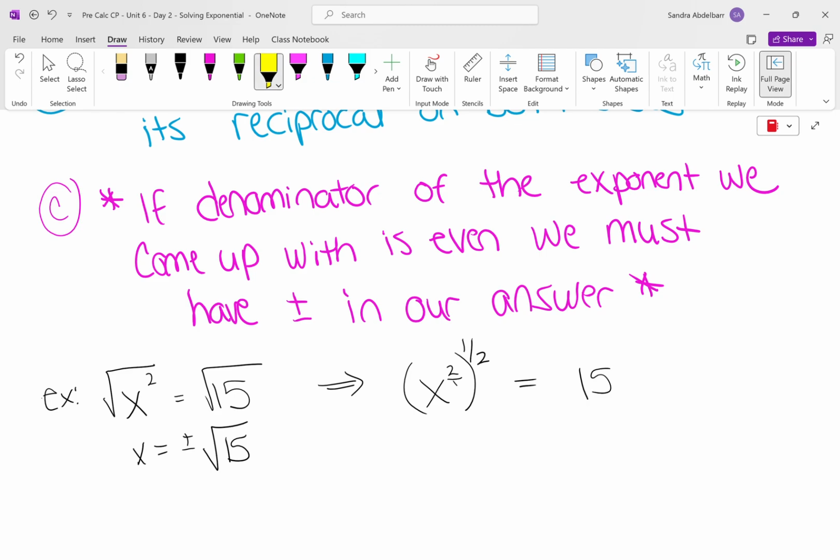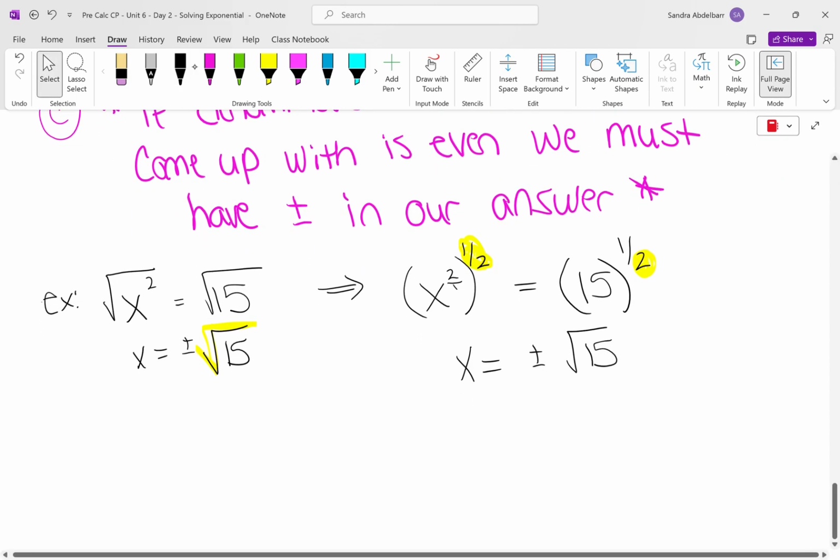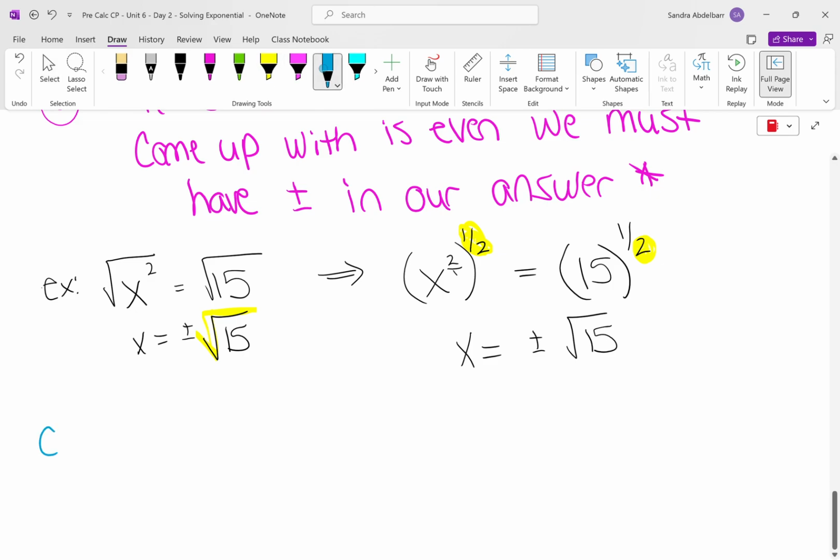So do we agree 2 is the same as 2 over 1? What's the reciprocal of 2 over 1? 1 over 2. So remember, taking a half is the same as taking the square root. That's why we have to account for the plus or minus. Anytime what we're raising it to has an even denominator, we always have to write plus or minus in the front. And we know a half is the square root of 15. But it's going to work out with nicer numbers, and I'll show you.